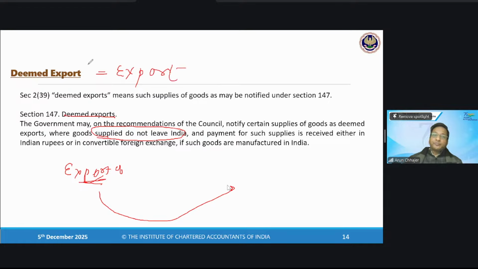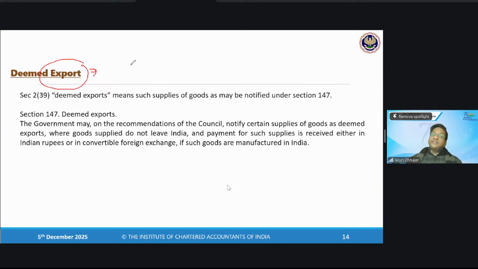No. And because it is not export, therefore it is zero rated supply? Yes or no? Will it be zero rated supply? Answer is no. It will not be zero rated supply. So the deemed export is altogether a different transaction. It is a B2B transaction.